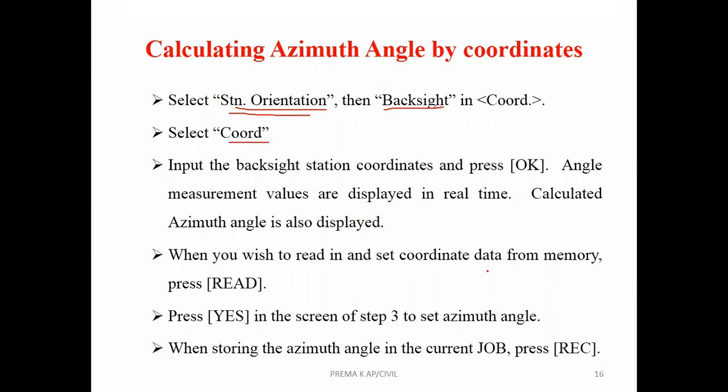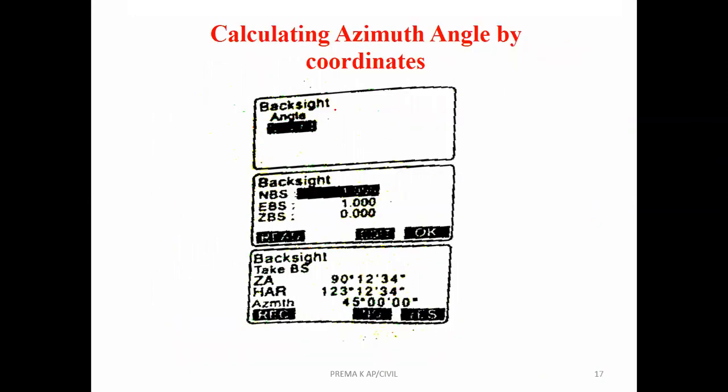When you wish to read in and set coordinate data from memory, press read. So we will already have some coordinate data, instrument station data, saved in large numbers. If you want to use any of them, you have to use the read option. Once all the things are set, you can press OK in the screen of step 3 to set the azimuth angle. When storing the azimuth angle in the current job, press record.